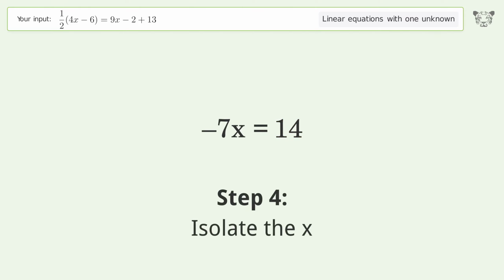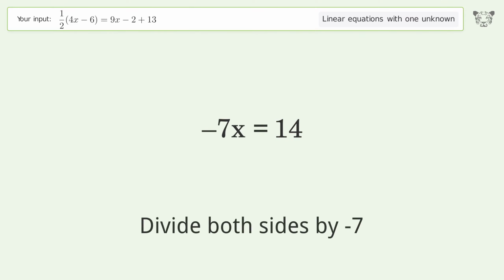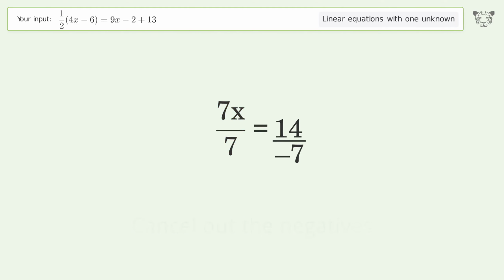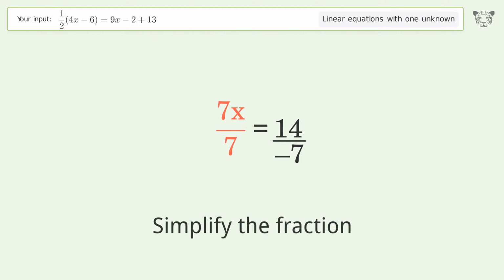Isolate the x. Divide both sides by -7. Cancel out the negatives. Simplify the fraction.